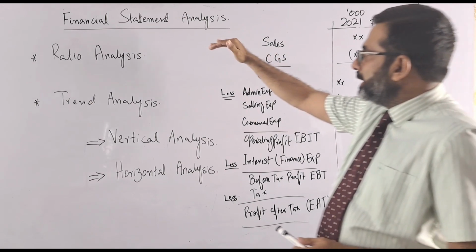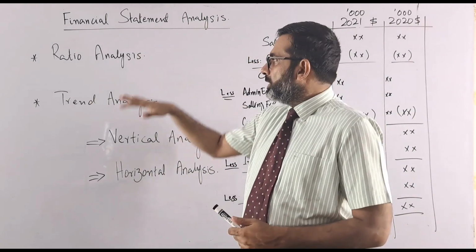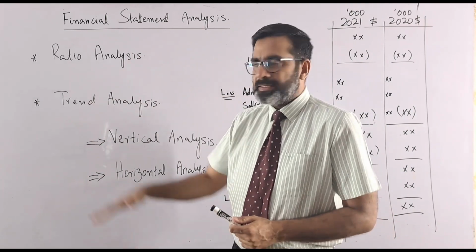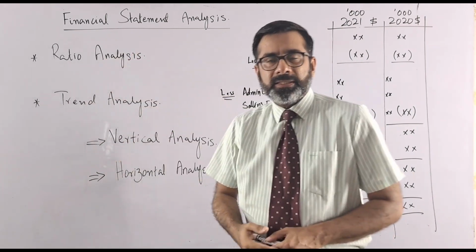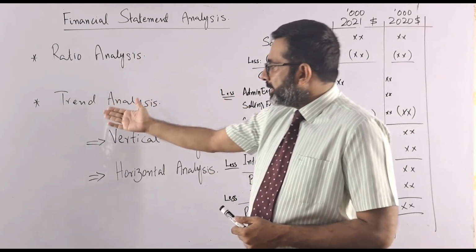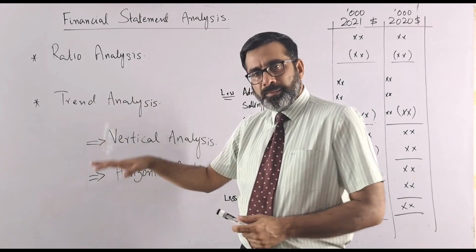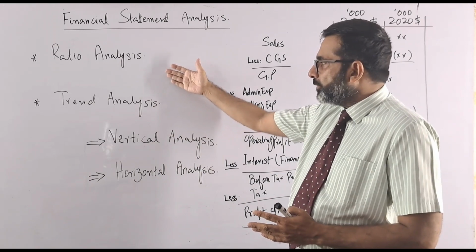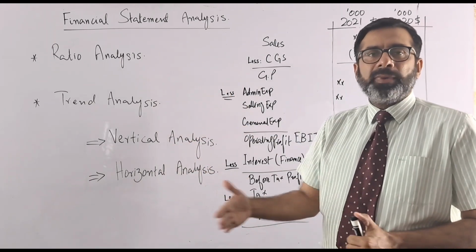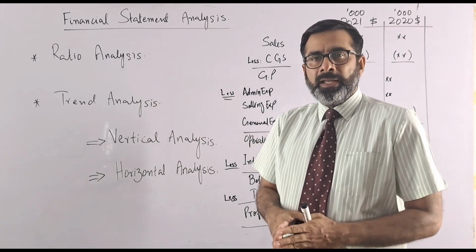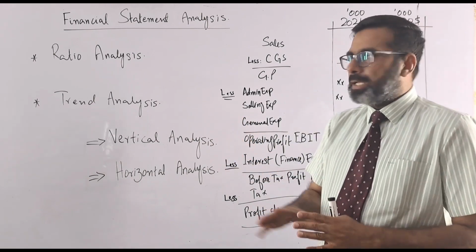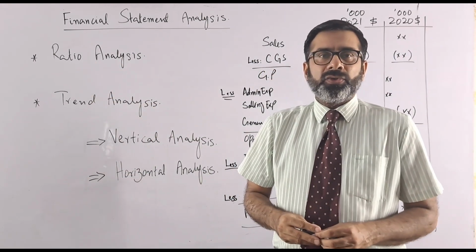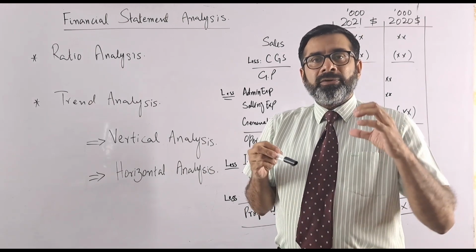In the financial statement analysis, first of all, we have different types of analysis. Let's say we have a ratio analysis, a trend analysis, and maybe a vertical analysis or a horizontal analysis. We are going to discuss these things one by one and obviously in detail. But just as a basic concept, for example, let's look at the ratio analysis. What is meant by the ratio analysis? It means you are looking at the ratio.